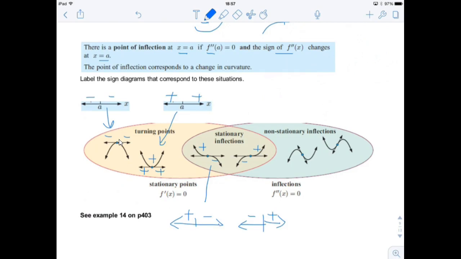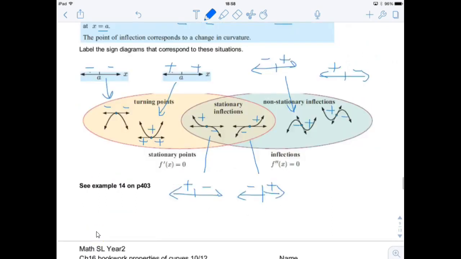And here, it's concave down and concave up. And here, it's concave up and concave down. Okay, so those are the sign diagrams for these 6 situations. Make sense? Not too hard. That was a quick page.